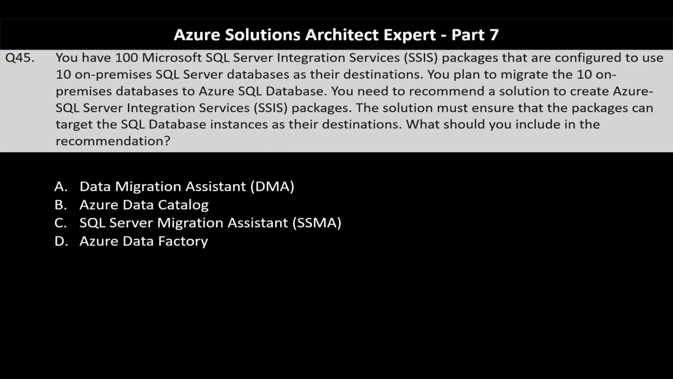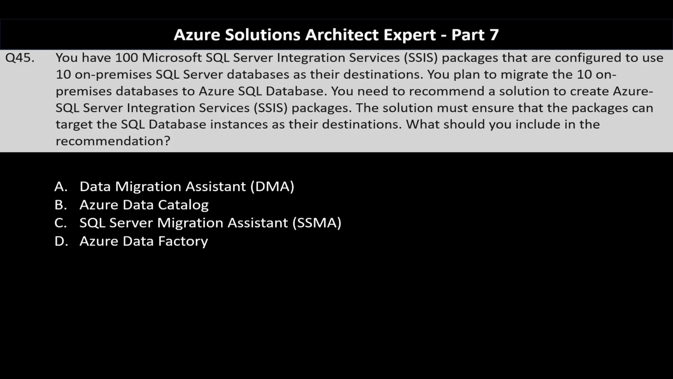Let's look at question number 45. You have 100 Microsoft SQL Server Integration Services, which is SSIS, packages that are configured to use 10 on-premises SQL Server databases as their destination. You plan to migrate the 10 on-premises databases to Azure SQL Database. You need to recommend a solution to create Azure SQL Server Integration Services packages. The solution must ensure that the packages can target the SQL Database instances as their destinations. What should you include in the recommendation?